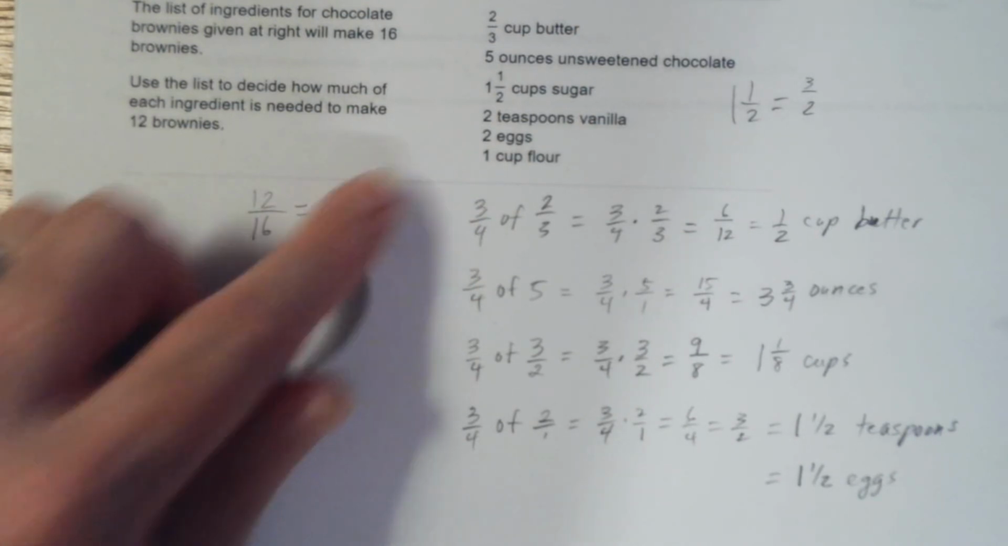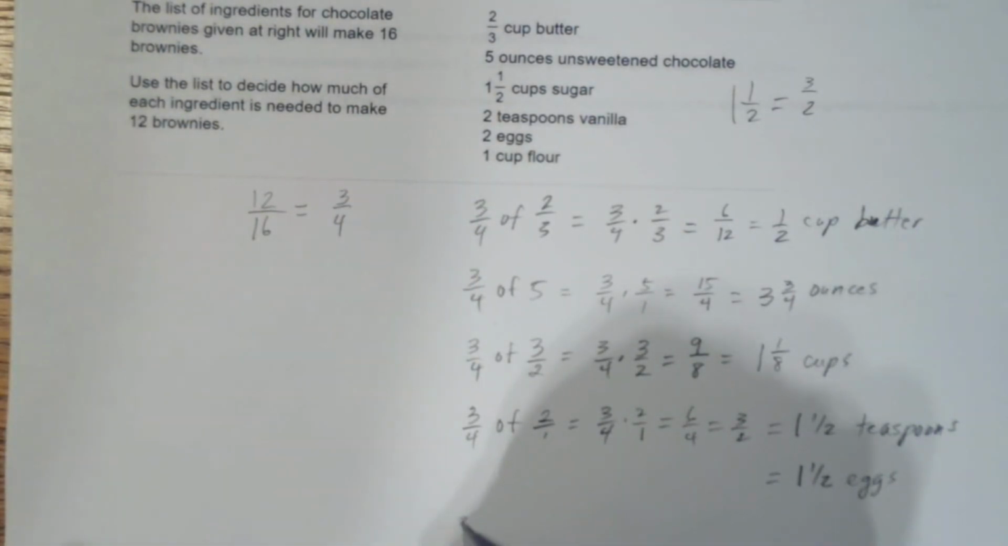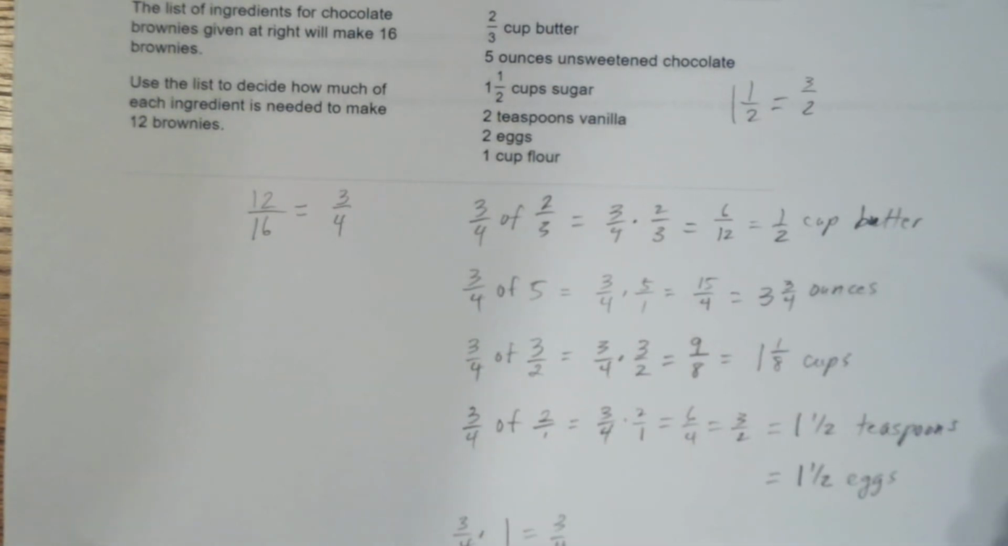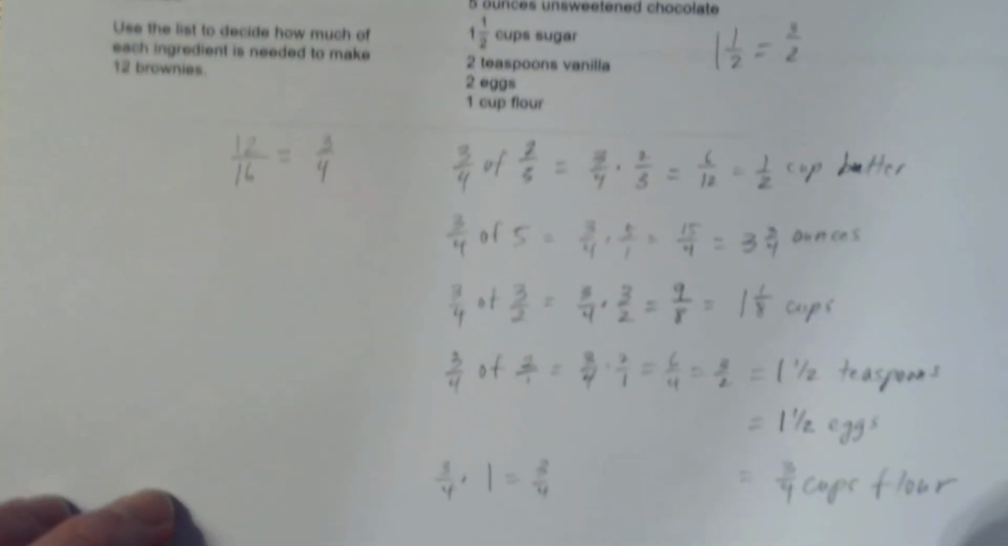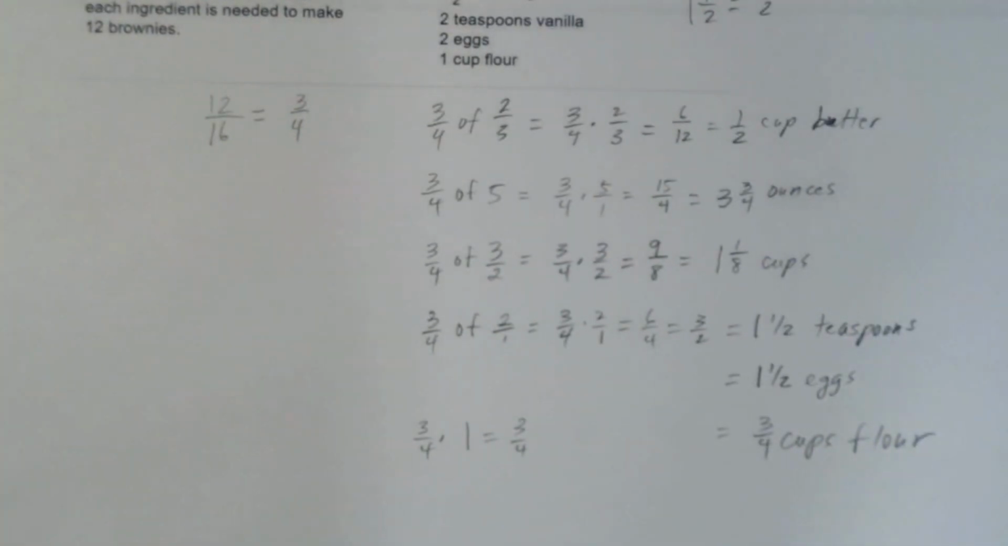And then 1 cup flour, we'll do 3/4 times 1, that's 3/4. And so we would get 3/4 cups of flour. Alright, and so that's how you would do that problem.